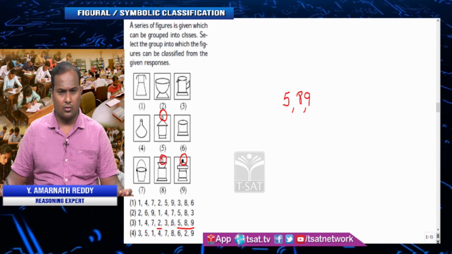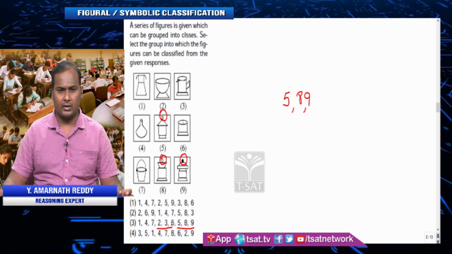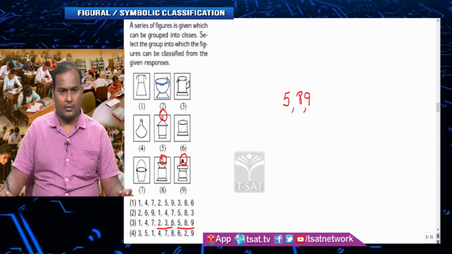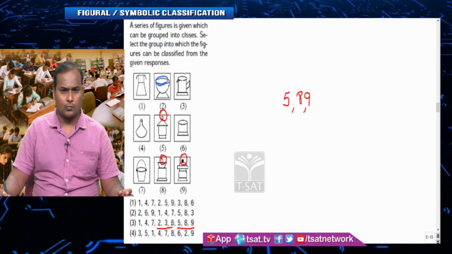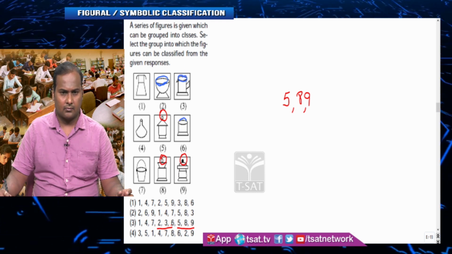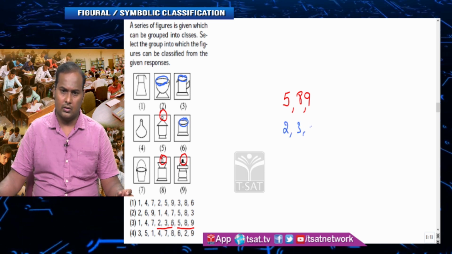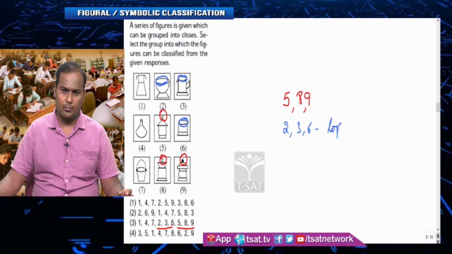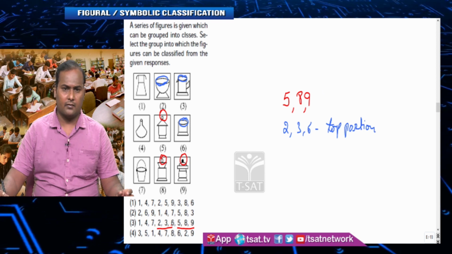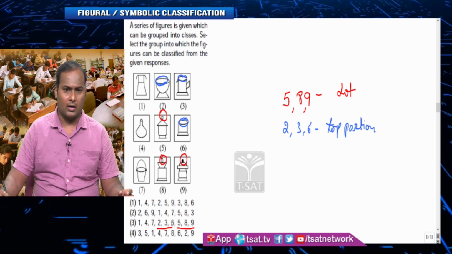Now you see here 2, 3, 6. Do 2, 3, 6 have a common character? Yes. What is that? That is an open elliptical shape figure. So this is 2, again 3, again 6. If you see this 2, 3 and 6, the top portion is the same. In case of 5, 8, 9, in the top portion we have a dot. And what is left?